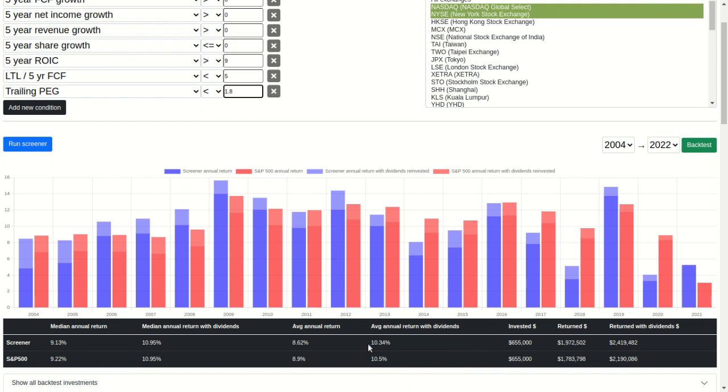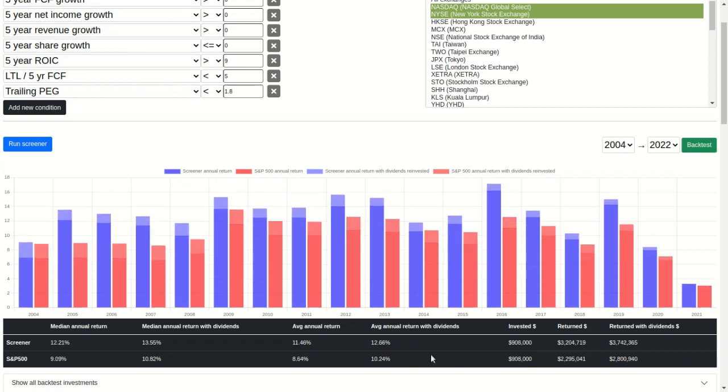So currently we have a 10.3% and a 10.9% return with the previous condition. And if we backtest it now, we are up 12.66 and 13.5%. And as you can see, there were some losses here. Now we are beating the S&P 500 every single time using this trailing PEG ratio.